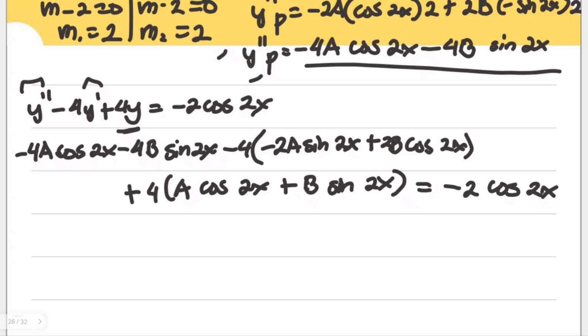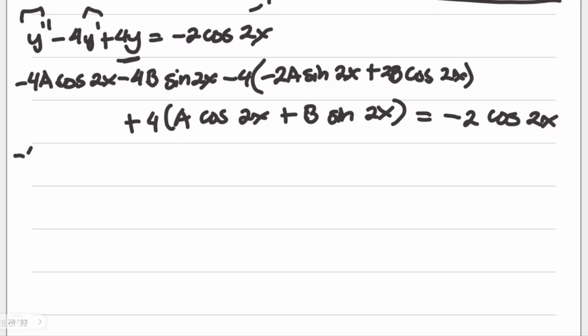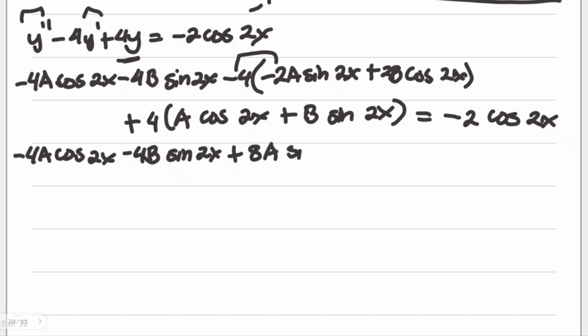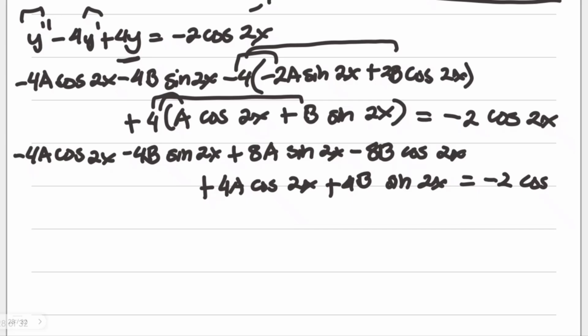So solving for the coefficients a and b to come up with the correct y sub p, we'll have these next processes. Please bear with me. You have minus 4a cosine of 2x minus 4b sine of 2x. This will become plus 8a sine of 2x, this here minus 8b cosine of 2x. Then you have here plus 4a cosine of 2x, then you will have plus 4b sine of 2x. These are all equal to minus 2 cosine of 2x.